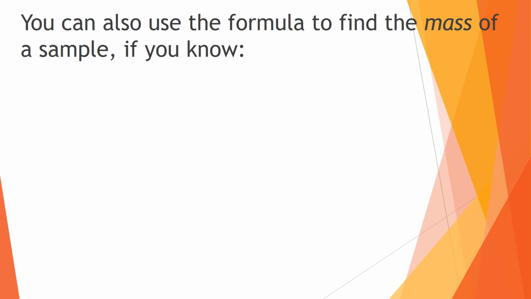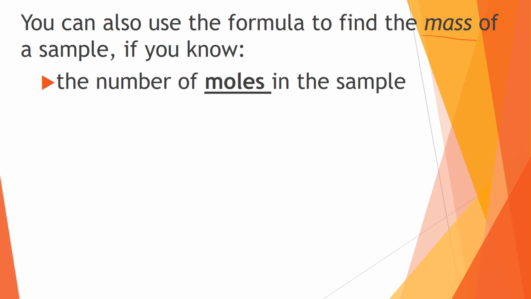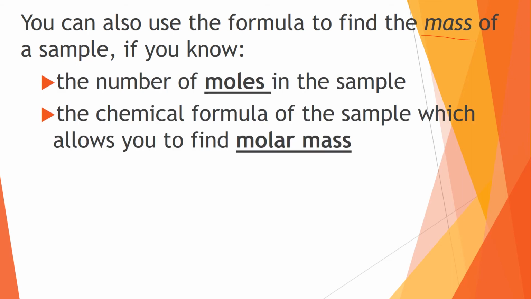So we can mess around with this formula depending on what information we're given in the question. You can also use this formula to find mass and molar mass. But how can we do this? Well, we have to have a different number of variables. So we can find mass if we know the number of moles and if we know the molar mass. And we can always calculate the molar mass if we know the formula, right?